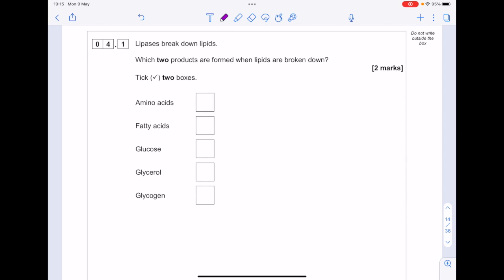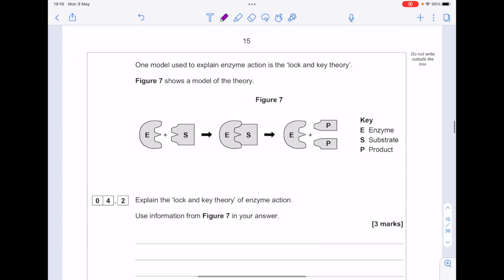(4.1) Lipases break down lipids. Which 2 products are formed when lipids are broken down? Well, lipids are broken down into fatty acids and glycerol. Remember, amino acids are the breakdown products of proteins. Glucose is the breakdown product of starch. And glycogen is a carbohydrate, so nothing to do with fats. So try and prove to yourself why an answer is wrong as well as why an answer is right.